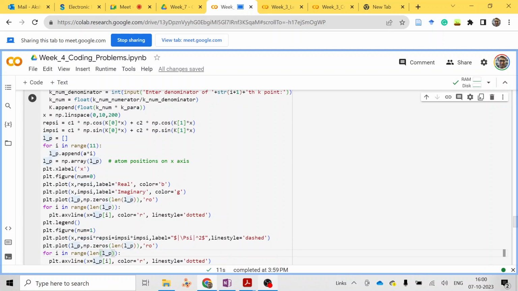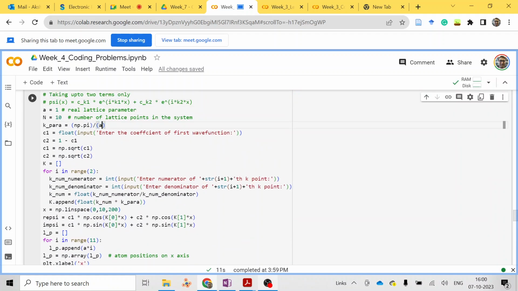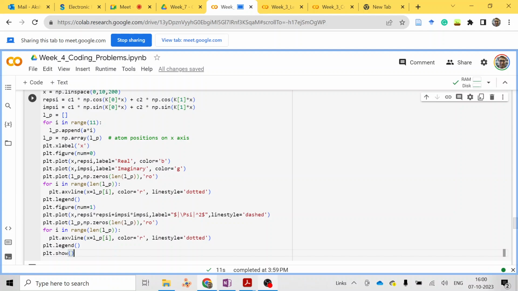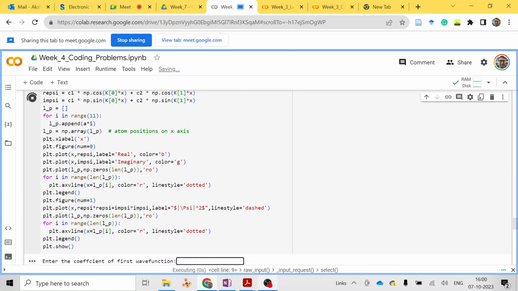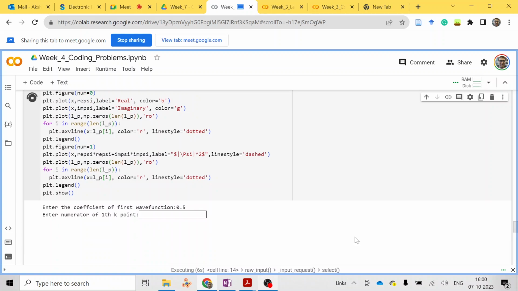Alright, we'll just do it for our problem. And capital N, you can see, we have taken capital N to be 10 as asked, right? Let's just run this code quickly. Coefficient, just take 0.5.